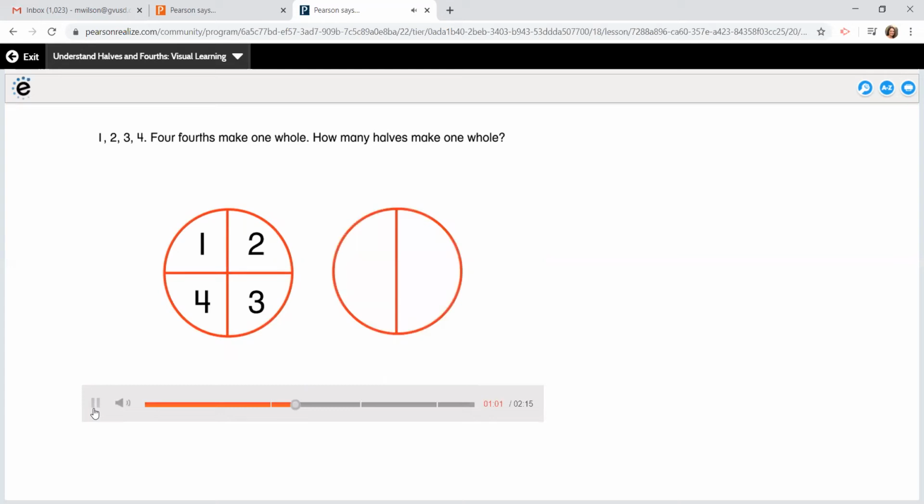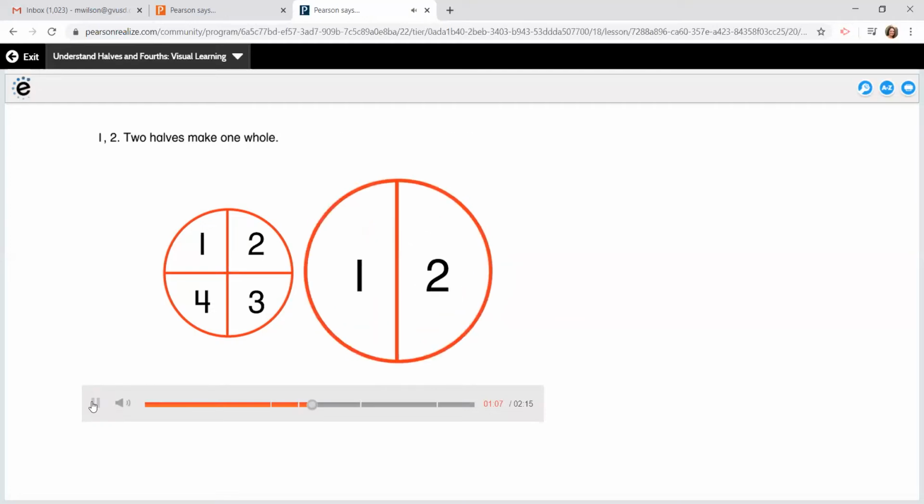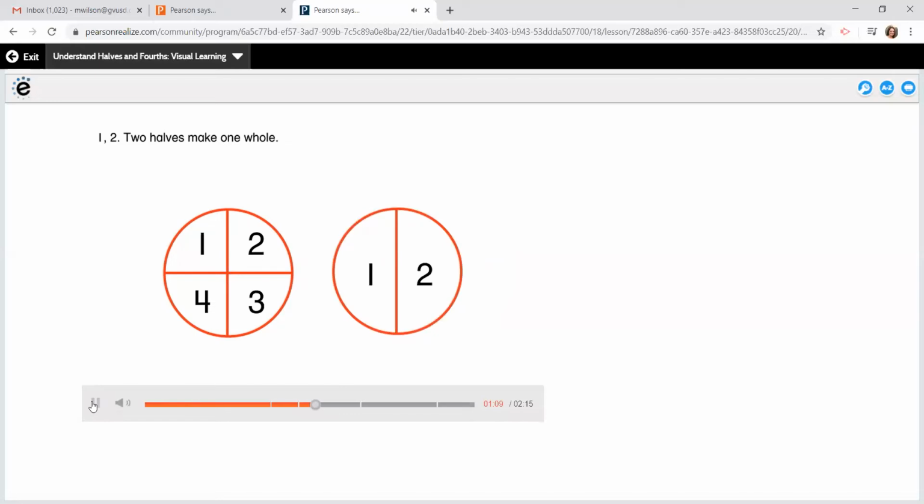How many halves make 1 whole? Look at our halves, and how many halves does it take to make 1 whole? 1, 2. 2 halves make 1 whole.